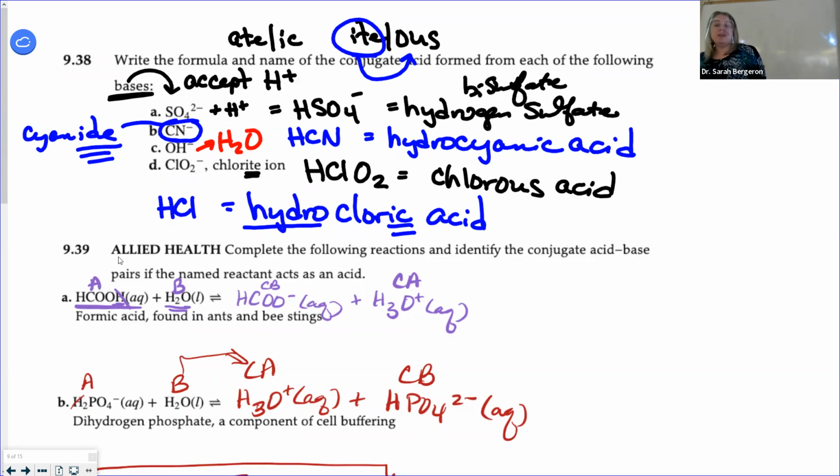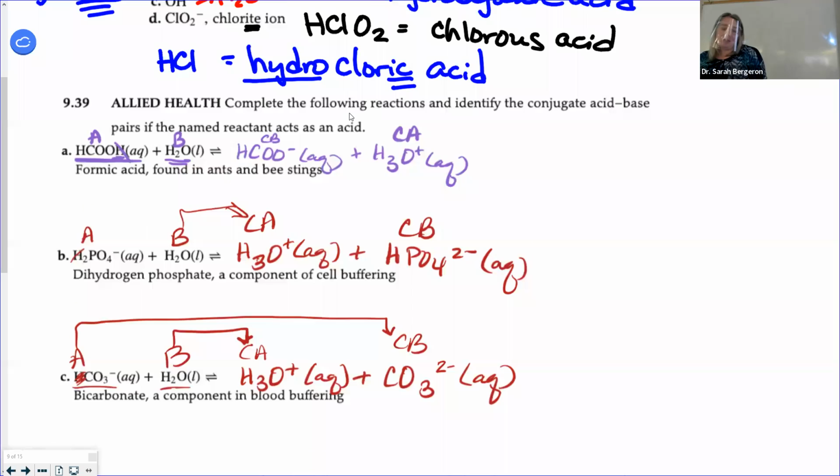So why do we name some of them with acid and some of them not? The ones that we named as acids, are they charged? The ones that we named as polyatomic ions, were they charged? Yes. So you see the difference? Yeah. If you know what you're looking for, it's not too bad.